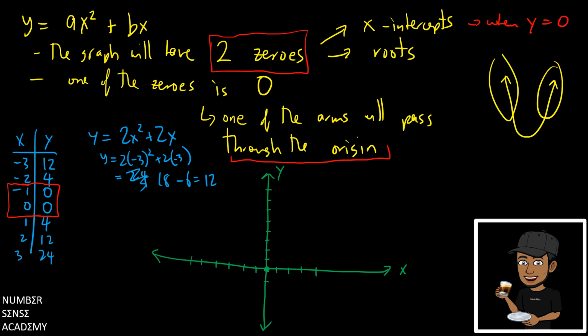And all right, so -3, 12. So that's somewhere up here. We'll put it there. -2, 4. So this is -3, -2, -1. -2, 4 is here. -1, 0 is -1, 0. Then I have 0, 0. Then I have 1, 4. Then I have 2, 12. So again, somewhere up here.